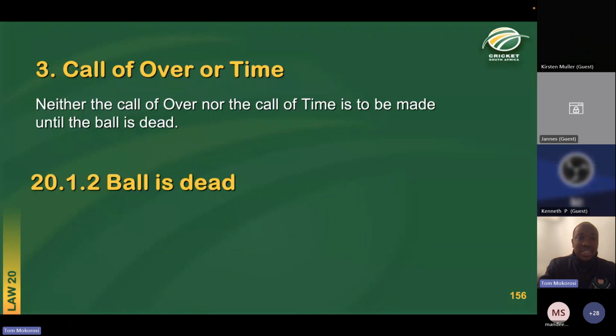Quite importantly, neither the call of over nor the call of time is to be made until the ball is dead. So you as an umpire need to wait for the ball to become dead before you call over and time. Do not rush, and importantly, wait until both sides have considered the ball to be dead before you consider the ball to be dead.